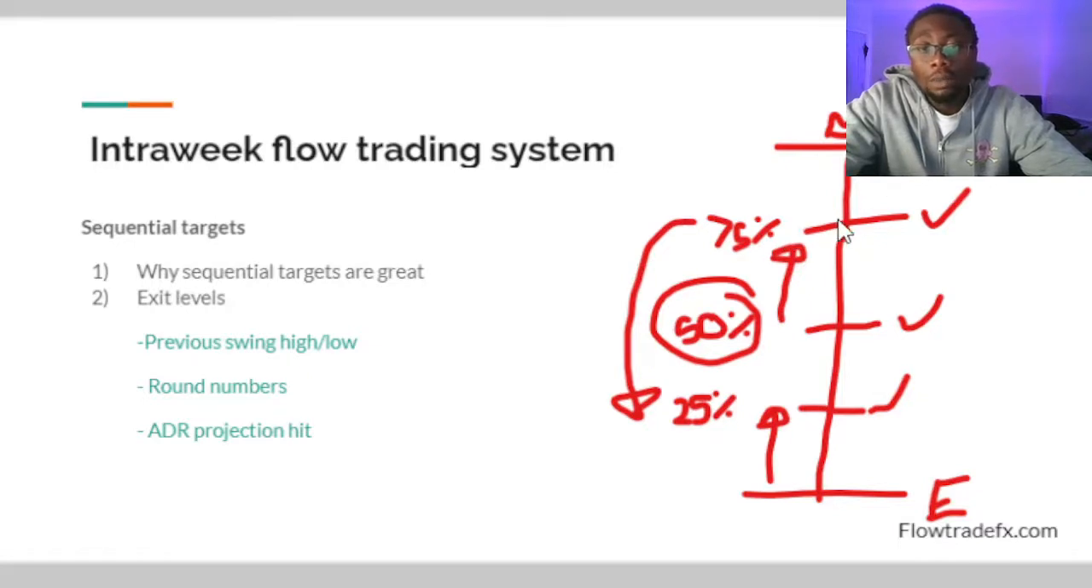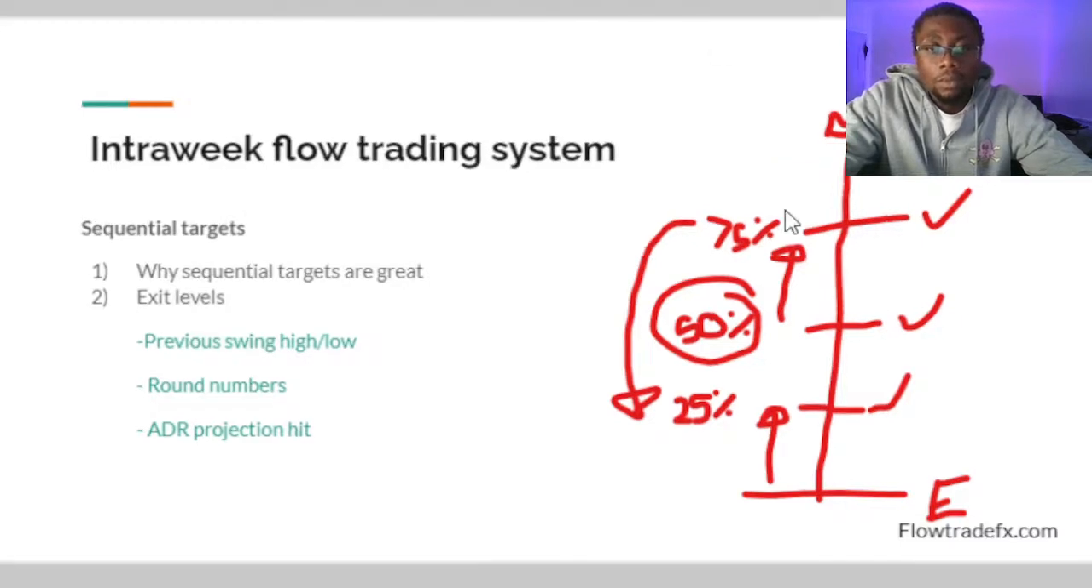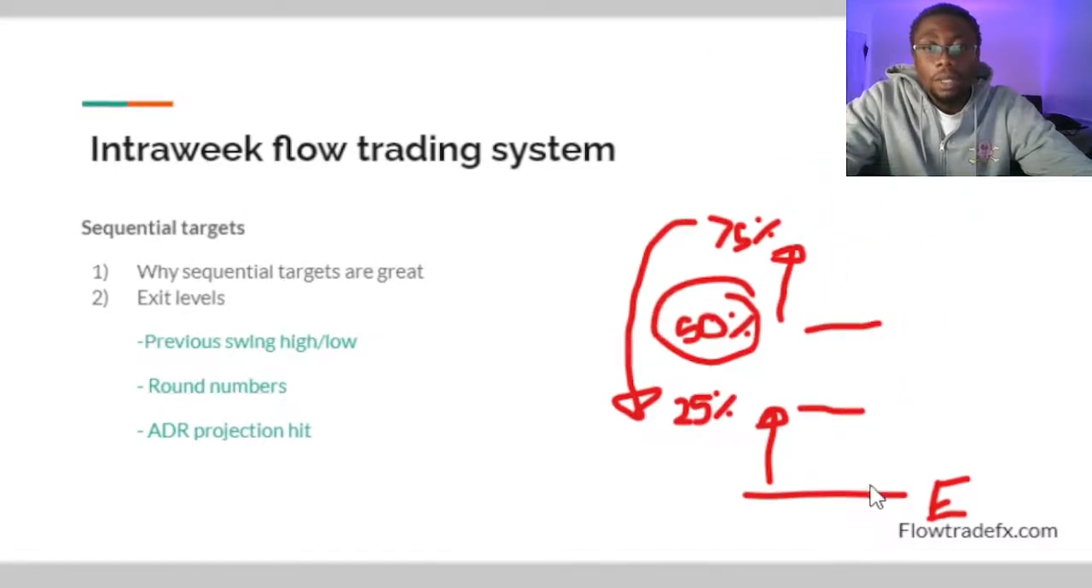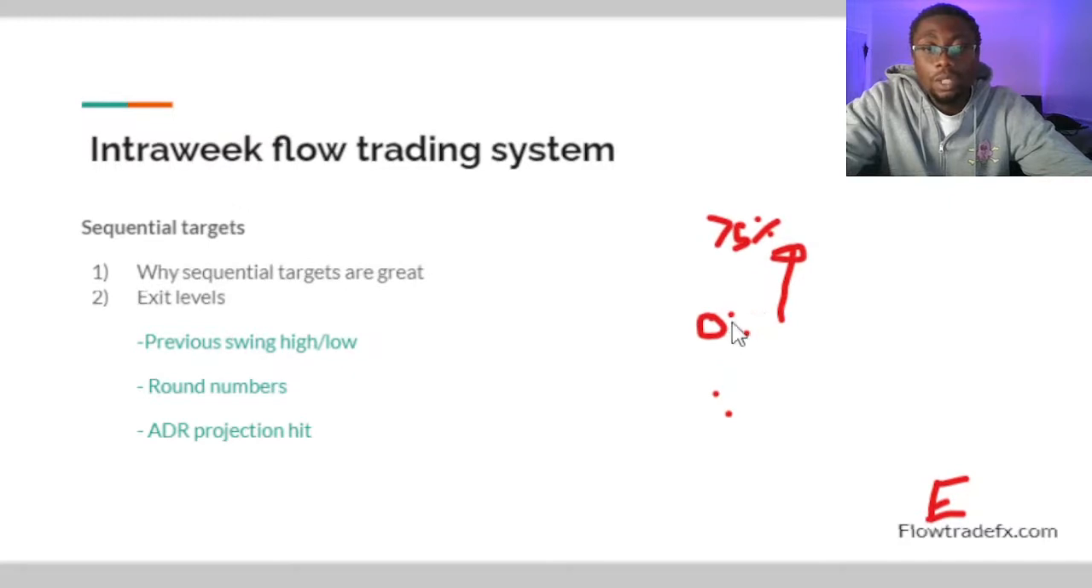Or if price moves up to the 75% part and, as we've seen in the past, ends up dropping back down to the 25% or the entry zone, then we're at least still net positive for the trade, and we can continue to move towards new trades with a little bit of positivity. Now that's pretty much it for sequential targets. I'm going to go ahead and get into the idea of what each of these exit levels looks like.